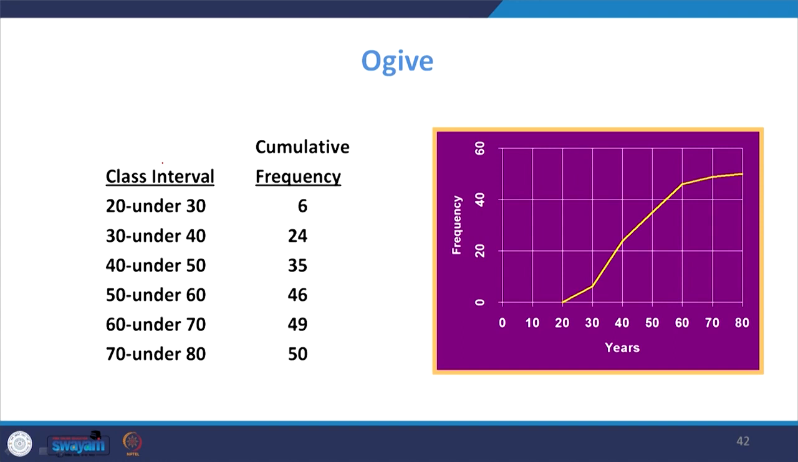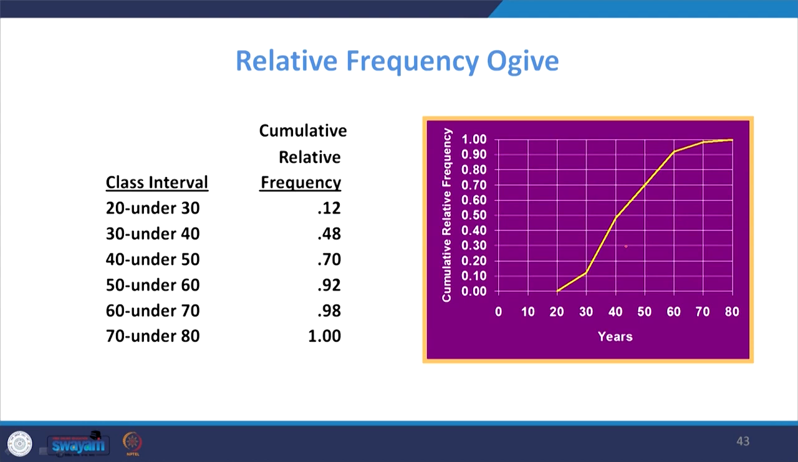The next one is the ogive curve, this is the cumulative frequency curve. For example, for 20 under 30, the upper limit of the interval is taken on the x axis, and the cumulative frequency is taken on the y axis. For example, the first interval is 20 to 30, so for 30 the upper limit the value is 6, for 40 it is 24, that is marked. The advantage of this ogive curve is, suppose I want to know how many numbers are there below 60, that can be read directly from the ogive curve, that is the purpose of the ogive curve. Next one is the relative frequency curve, exactly similar to that.